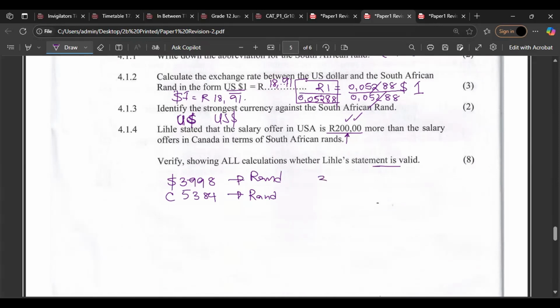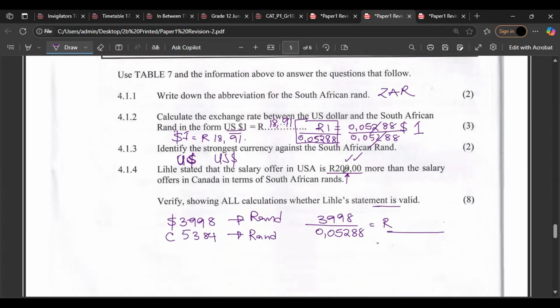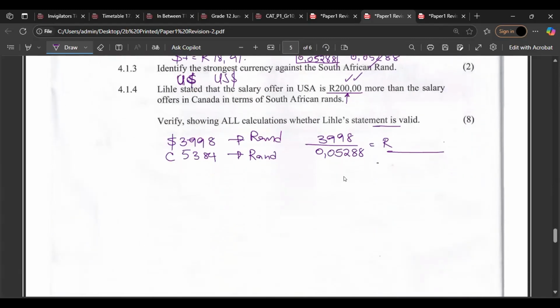So for you to change this, it will be easy. Just get this much, since they are dollars, divide by 0.05288. The answer you get will be in Rands. Then the Canadian dollar. It has already told you that if you have 1 Canadian dollar, you have 14 Rands. So this one you're going to multiply by 14.01. The answer you get here will be in what? Rands.